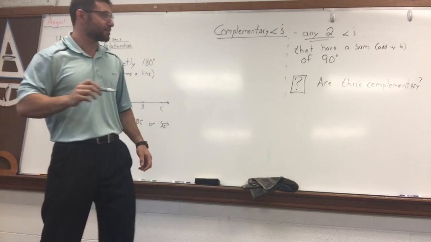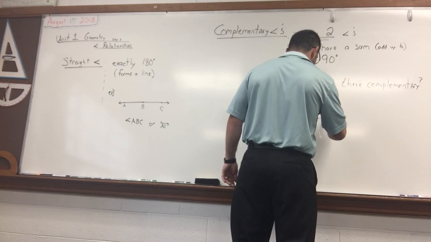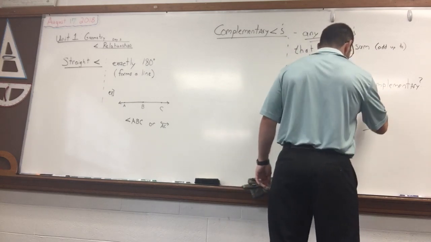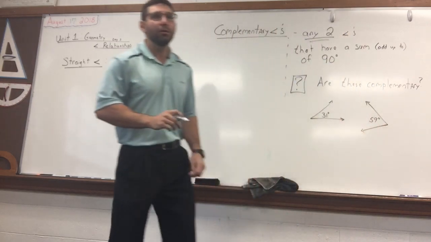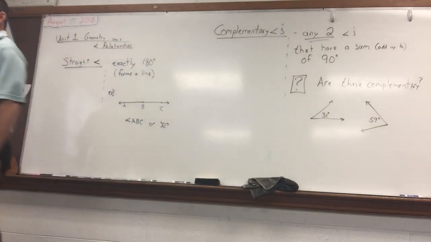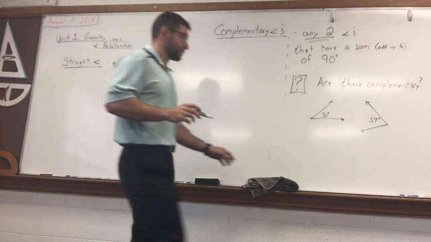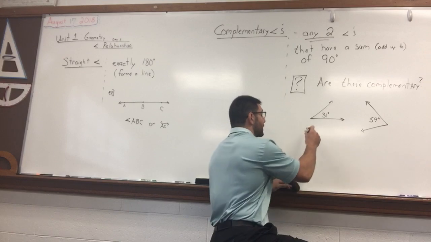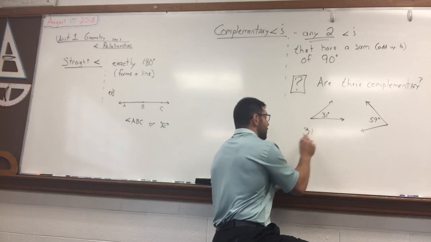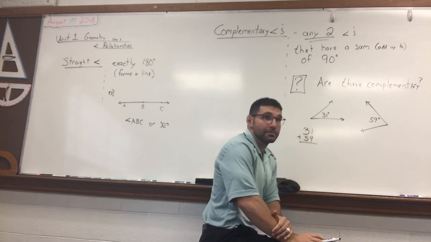Are these complementary? And if I give you this angle here that's 31 degrees, and this angle here that's 59 degrees, how could I find out if those angles are complementary? Emma, what? Add them. Find the sum. So we're going to say, okay, we've got 2 angles. So far we're good. We're going to add them up. We're going to find the sum. 31 plus 59.